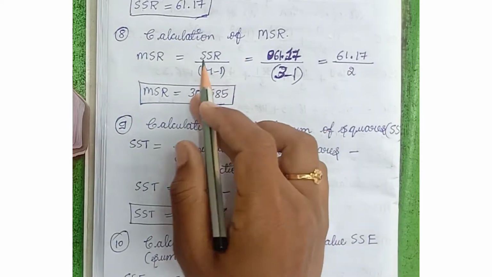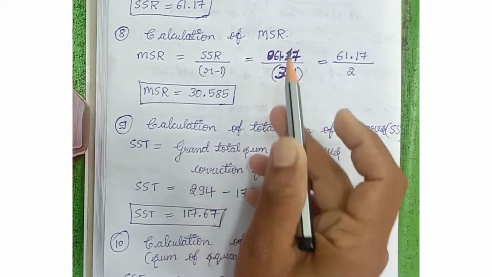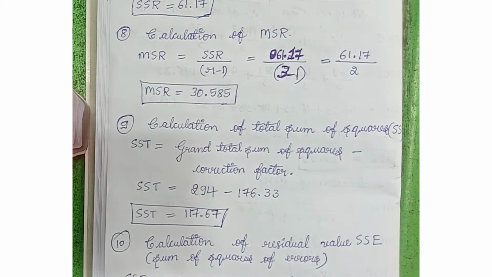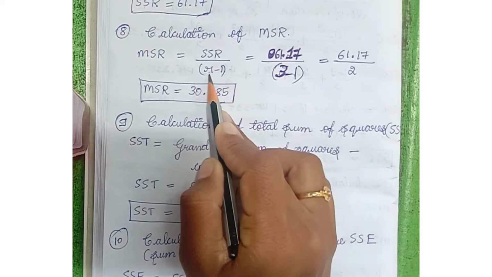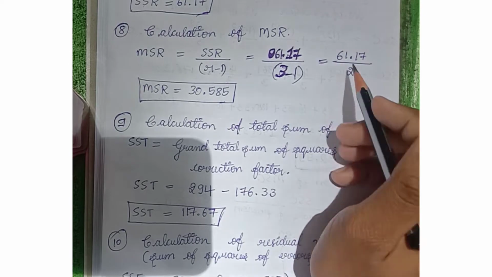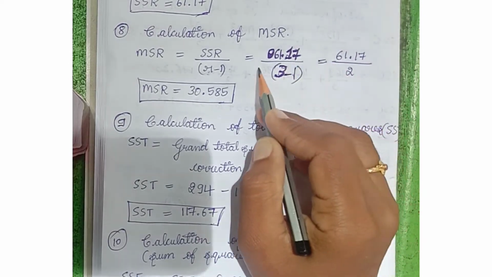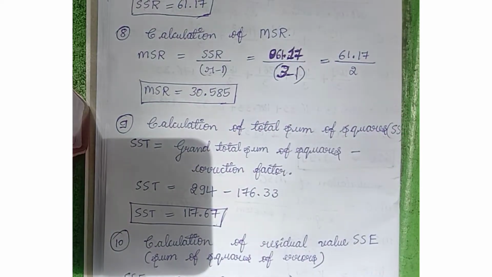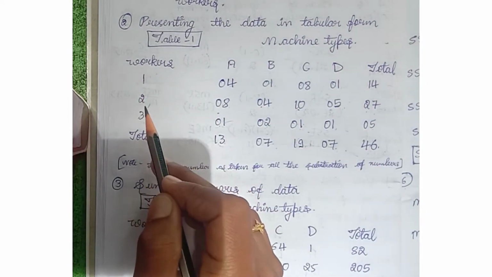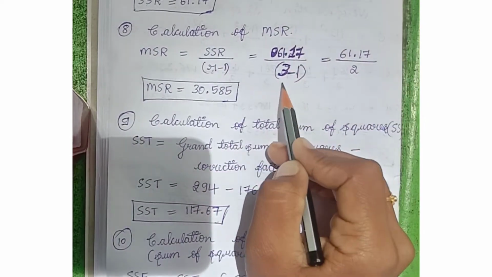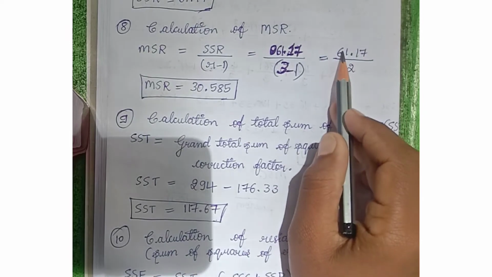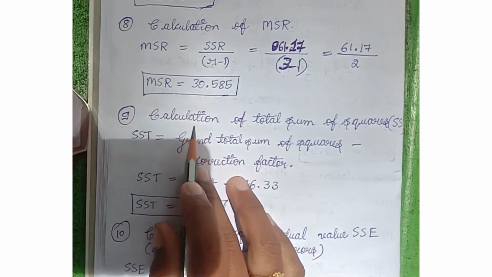The next step is the 8th step, calculation of MSR, the mean sum of squares of rows, that is SSR. We take the SSR value we calculated before and divide it by the degrees of freedom, R minus 1. So MSR is equal to 61.17 divided by 3 minus 1. As I told, we have 3 rows here. Don't confuse: 1 2 3, that is 3 rows. So 3 minus 1 is 2.